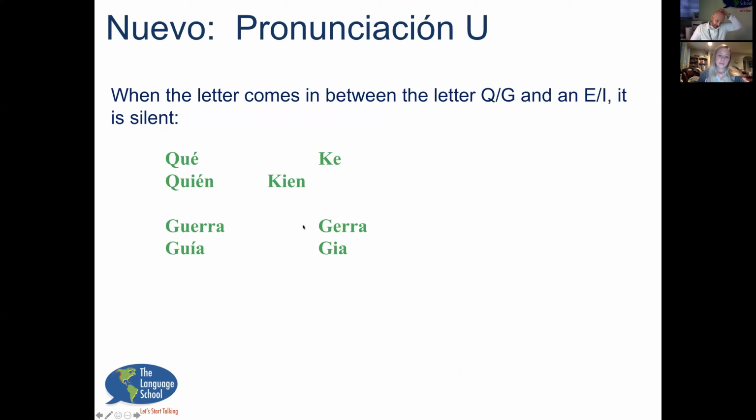And then the last one here: if it's with the letters Q and G before the U, they have specific rules. If it comes between a Q or a G and an E or an I, it becomes silent. It gets canceled out. That's why que is pronounced like keh, not Q-U-E. And then quien, guerra, that means war, and then guía. Does that make sense?